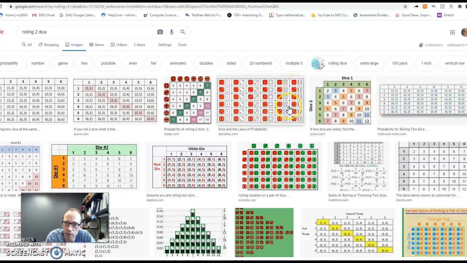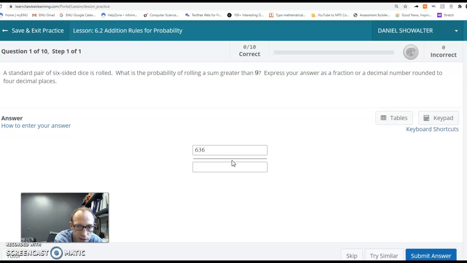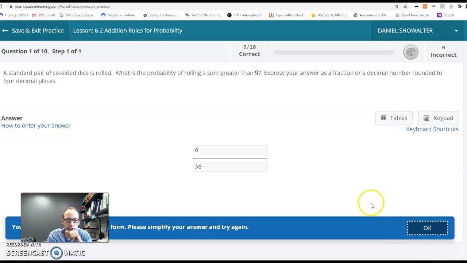Well, we have a row here of 3 10s, 2 11s, and 1 12. So that's 6 of those 36 are greater than 9. So we can just do 6 divided by 36 to tell us the probability, and then we need a simplified form.